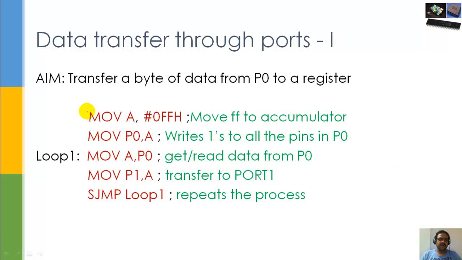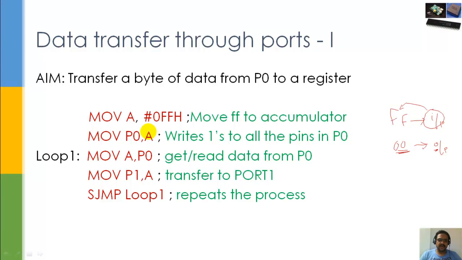In order to configure a port as input, we have to write FF to it. In order to configure a port as output, you have to write 00 to it. Simply remember like this, 0 is looking like output O. So whenever you have to configure a port as output, write 00. Whenever you have to configure a port as input, you write FF. So how do you do that?